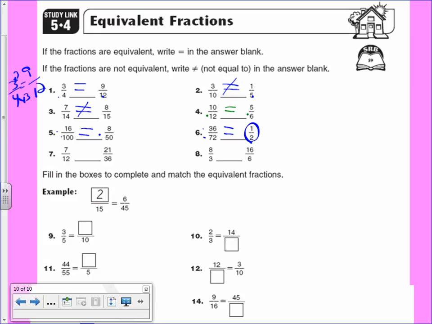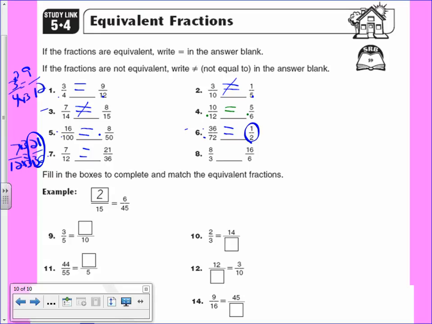Number 7, we have 7/12 and we have 21/36. This one's not as easy as mental math as this one and this one. So let's take a look. What number can 12 and 36 both go into? Well, 12 times 3 equals 36. So I'm going to change 7/12 into a fraction with 36. I have to multiply the bottom by 3 because 12 times 3 is 36. So 7 times 3 is 21. So 7/12 actually equals 21/36. So they are equal to each other.